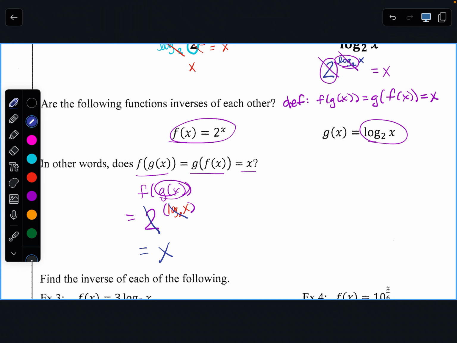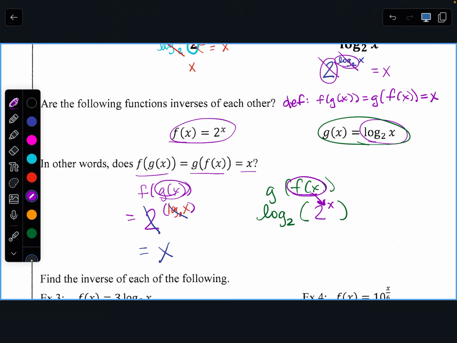Let's go ahead and evaluate g of f of x. So g of x is log base 2 of x. And instead of x, we're going to plug in f of x, which is 2 to the x. Of course, we just learned log base 2 of 2 will cancel because they have the same bases, and that will also leave me x. So since these are both x, we can say yes, they are inverses.